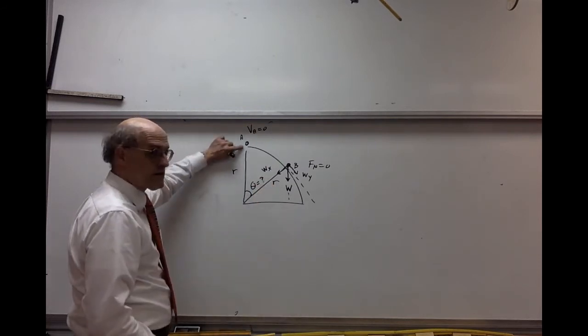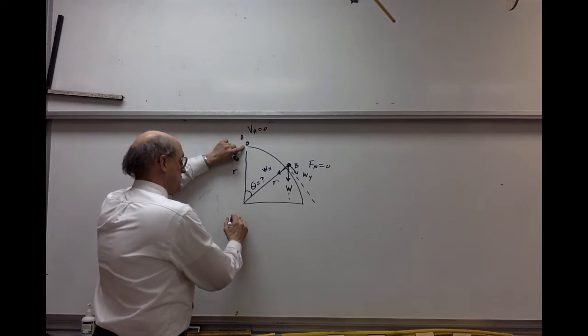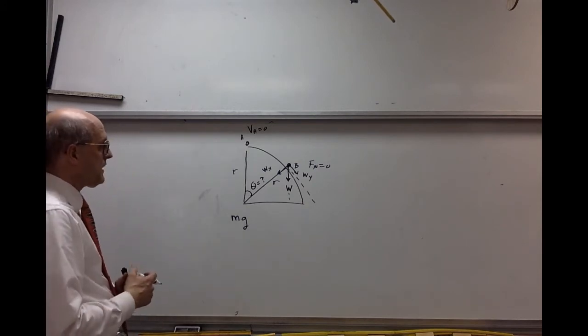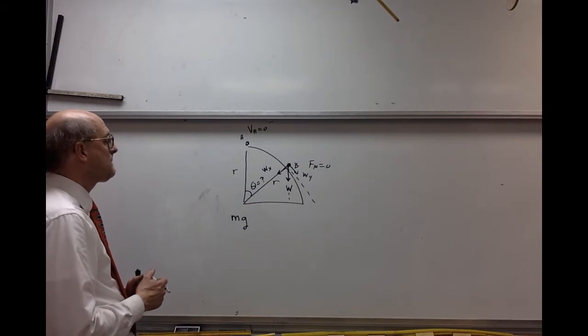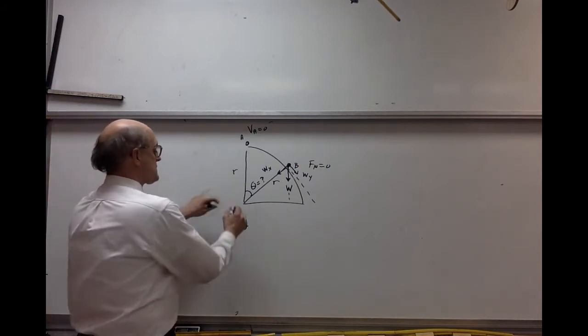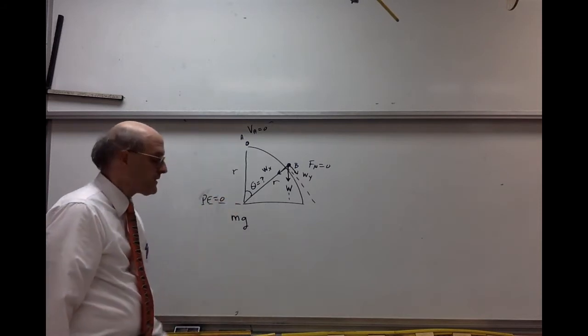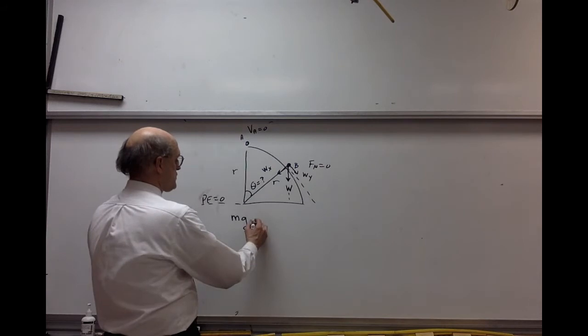So he starts from rest. So we have the energy at A is potential. So we have mg, and then we have to figure out the height. And I suggest that we call this the zero potential energy level. Let's see what happens.